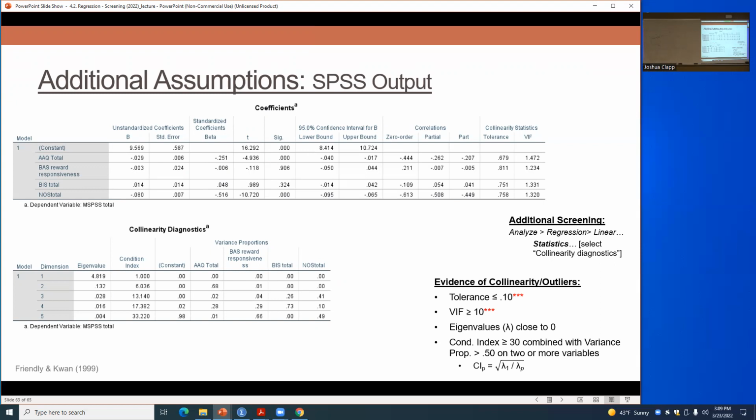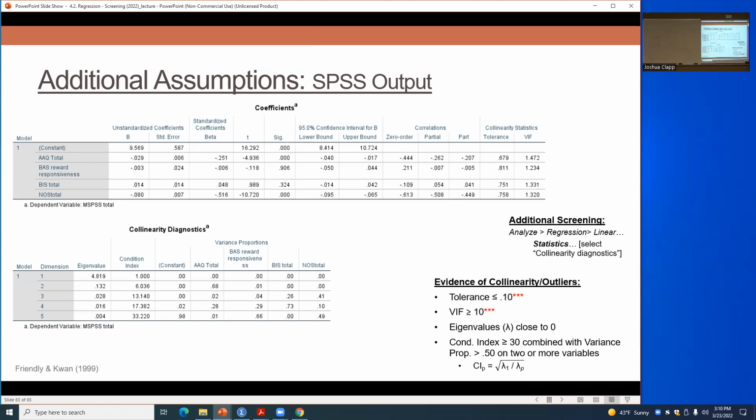So here we do have a condition index that exceeds 30, right? We've got one that's 33.2. But this is the last one. Your last condition index is always going to be high, just the way that these are calculated. But then what we're going to take a look at is my variance proportions. And here, BAS is 0.66, but there's nothing else. My AAQ, BIS, none of these things are exceeding 0.5. So there's really no concerns here.